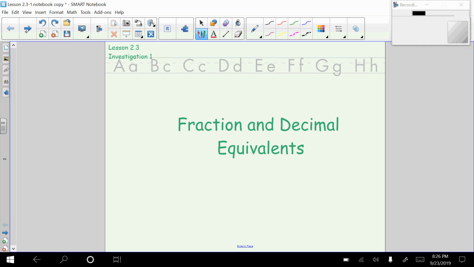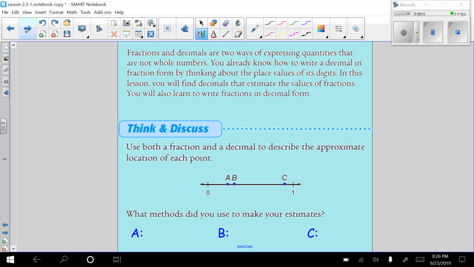Fractions and decimal equivalents. We've already been working with fractions and decimals, and we know that there are two ways to express quantities that are not whole numbers. They're part of a whole. We can use number lines to help us determine that. Think about the number line below. What methods could we use to determine what A, B, and C are?